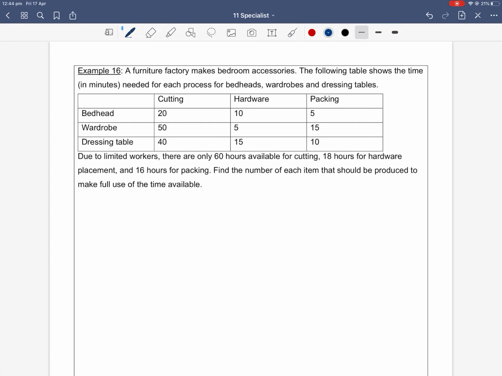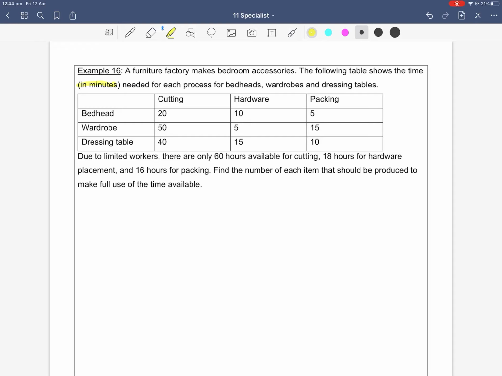So I do highly recommend you to pause the video now and try out example 16 yourself. And then you can come back and check your answers and setting out with my model answers. So example 16 says, a furniture factory makes bedroom accessories.